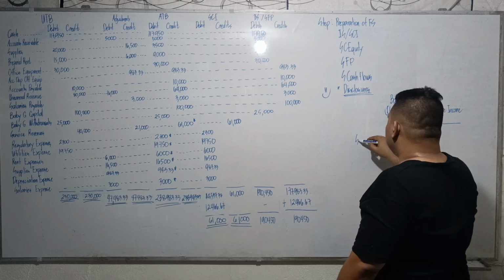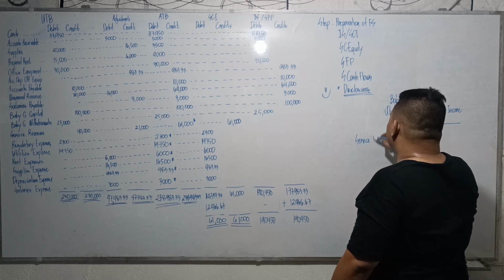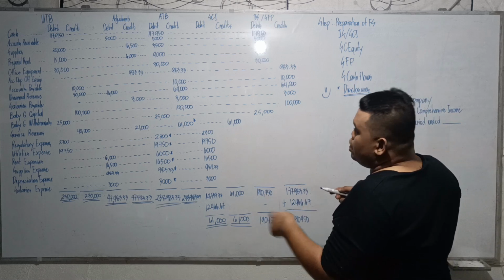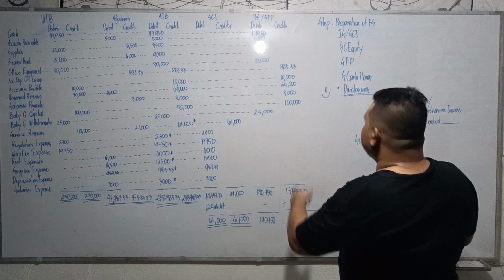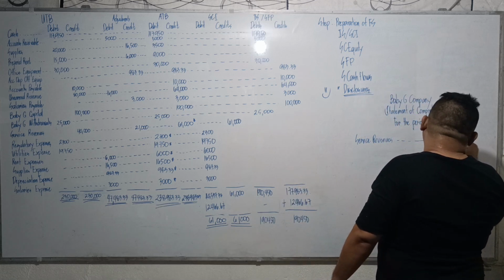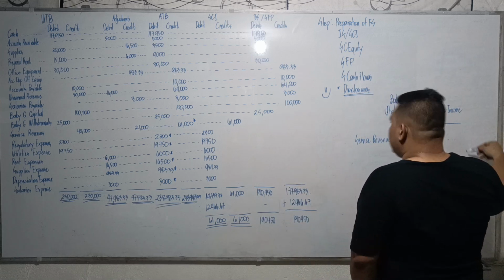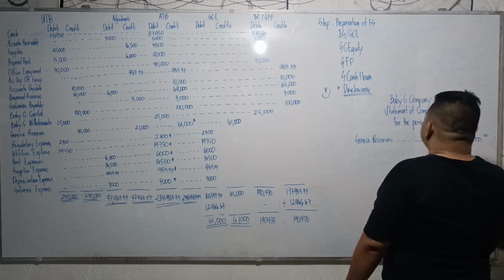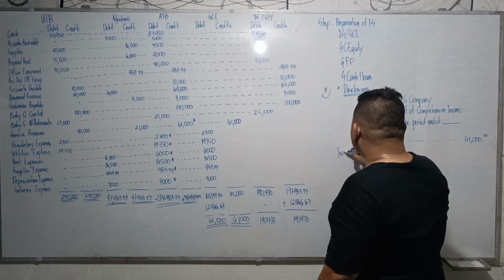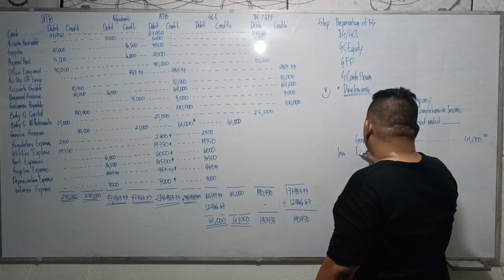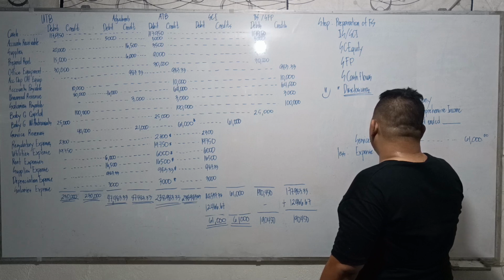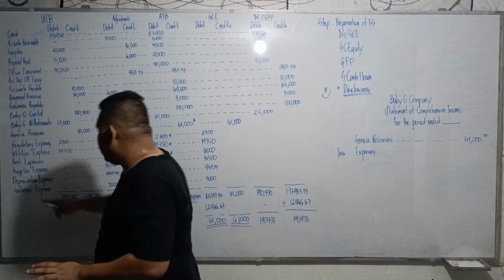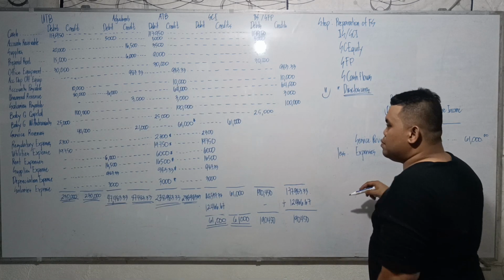So we have service revenues. Since there is only one type of revenue in our example, you can go directly to the rightmost part of the sheet. So we can put here 61,000. And then we have less expenses. Since there are a lot of types of expenses in our example, to be specific, we have 1, 2, 3, 4, 5, and 6, we have to enumerate them.